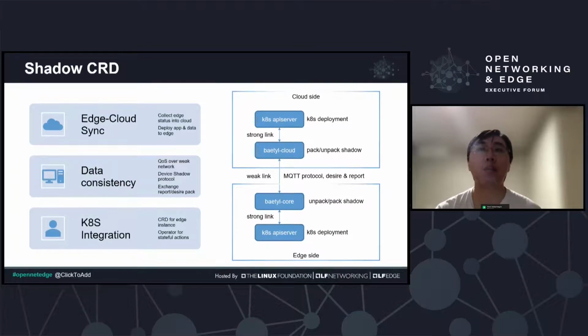We call this shadow object the report. And we send this report shadow object by the MQTT protocol again to the cloud. And in the cloud, the Beetle cloud system will unpack the report shadow object and reflect all the changes from the edge to the cloud. This will solve the data consistency issue through an unstable network. This is the shadow CRD technology of Beetle.